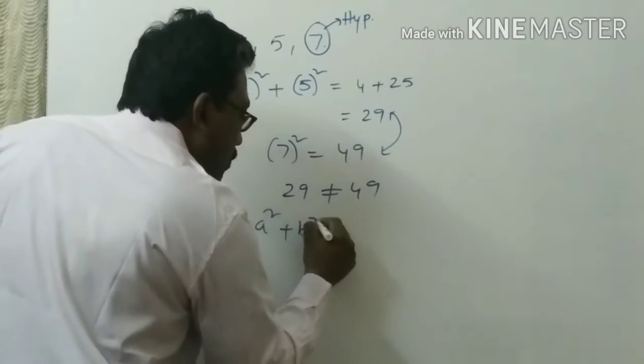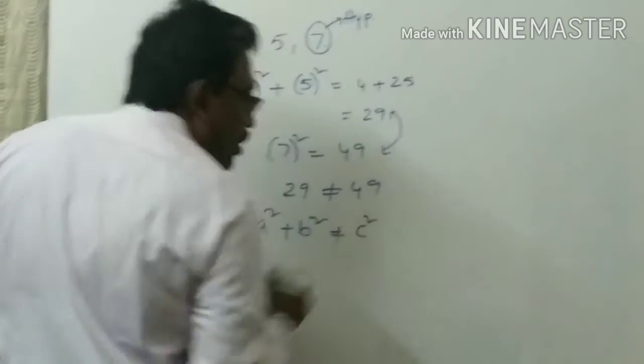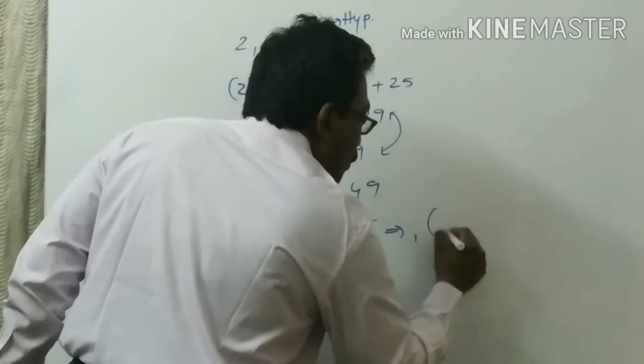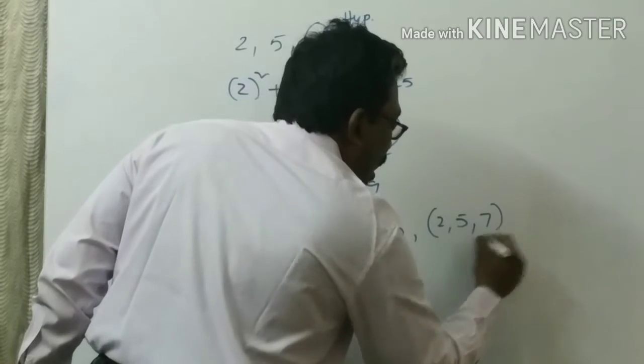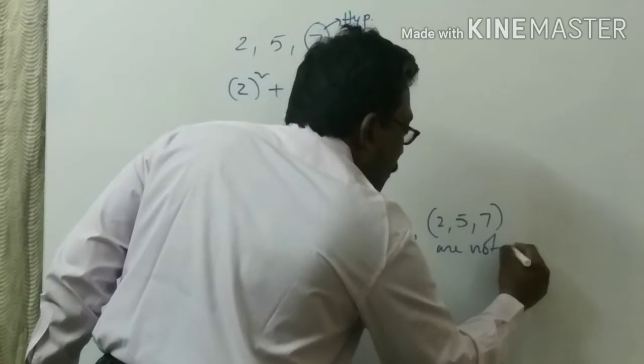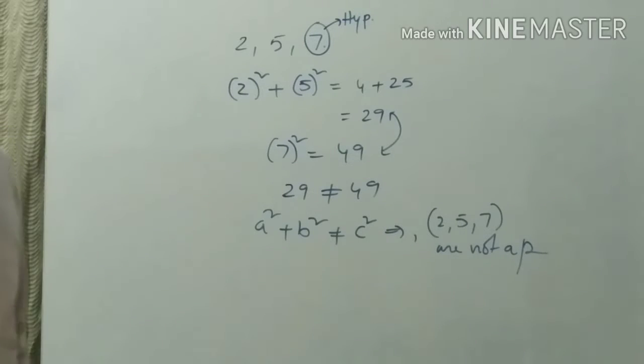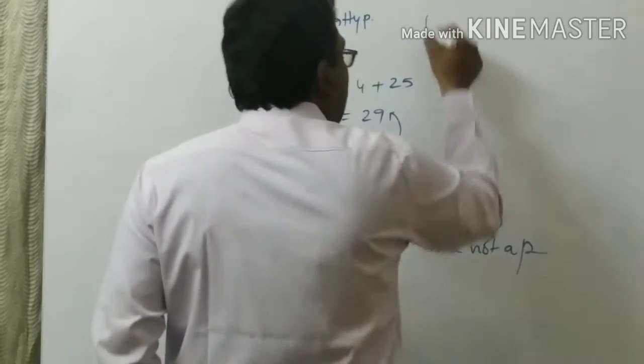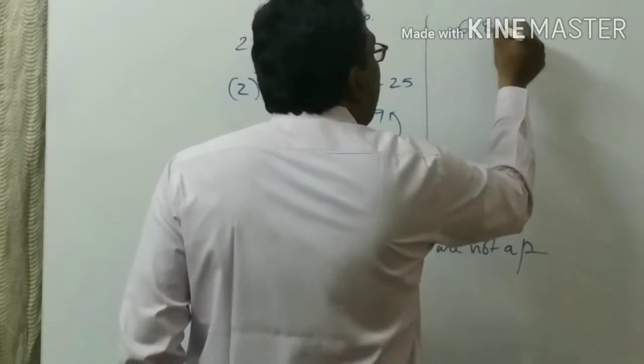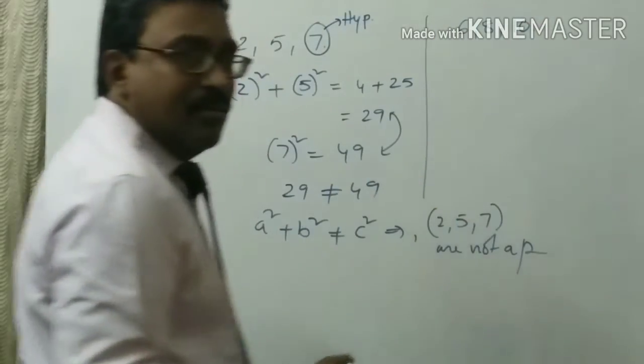So a square plus b square is not equal to c square. Then 2, 5, 7 are not a Pythagorean triplet. Suppose one more set of numbers is given, one more pair: 6, 8, 10.